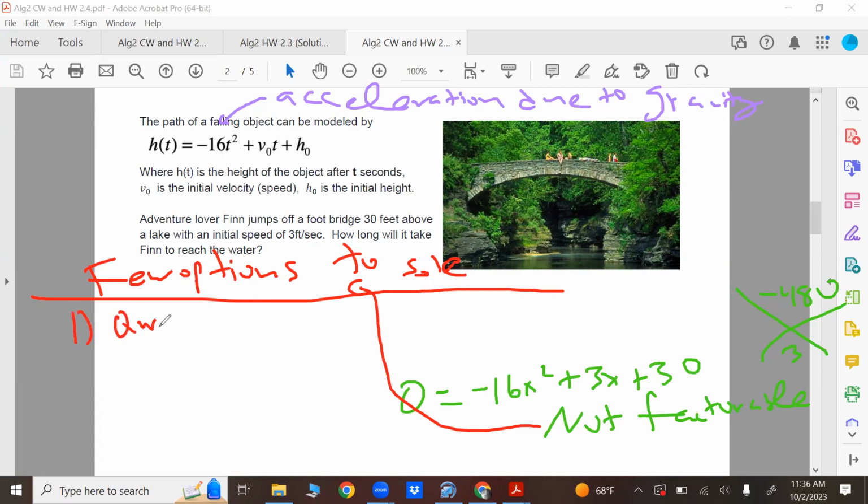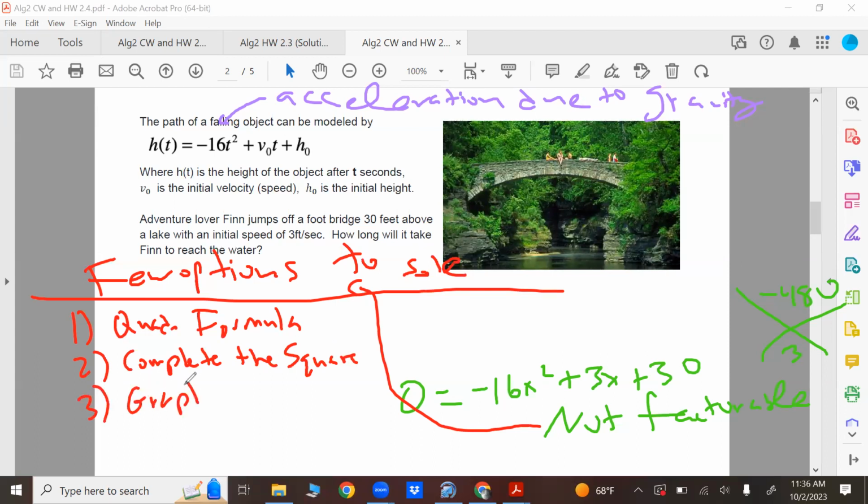You can use the quadratic formula, which is kind of a pain, but you can. You could complete the square, which is also kind of nasty, but you could do that. Or you can graph in Desmos or a TI-84 calculator.